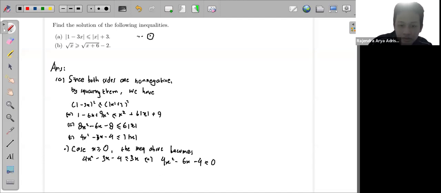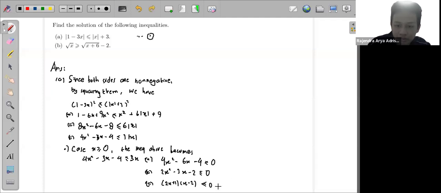And we can divide both sides by 2. And this quadratic form, we can factorize it. Let me do it quick here. So, okay, so 2x plus 1, x minus 2, yeah. So here we get the solution.